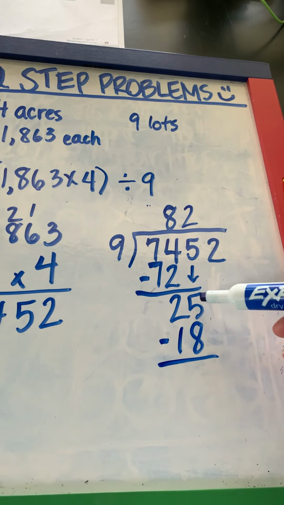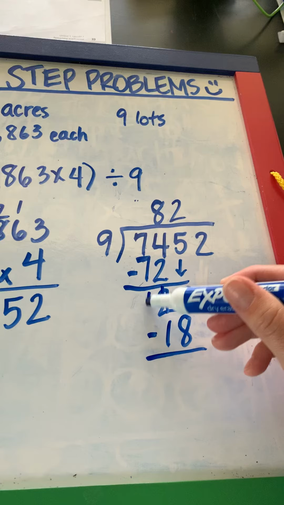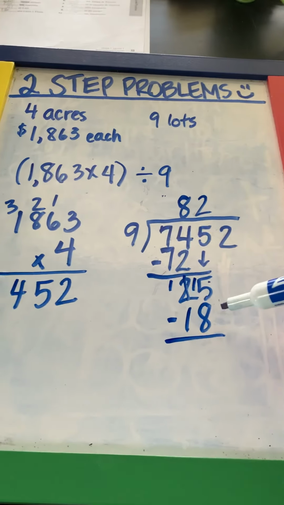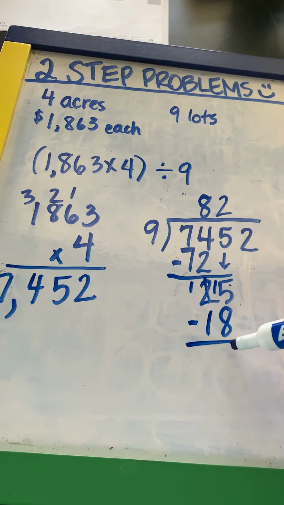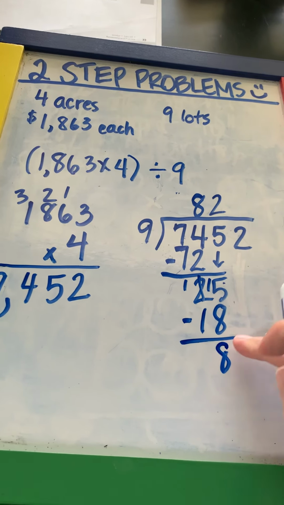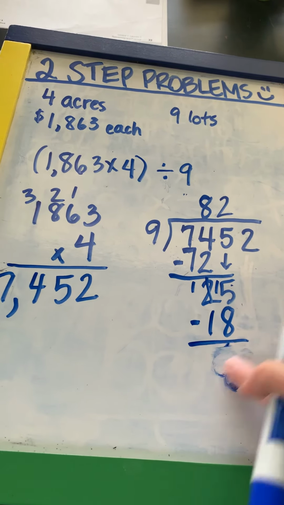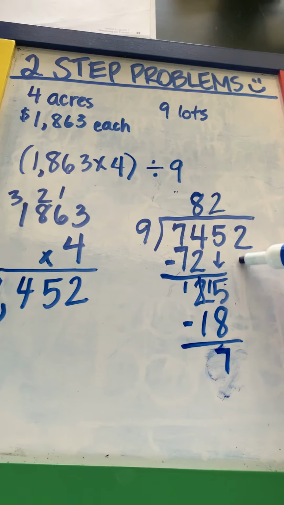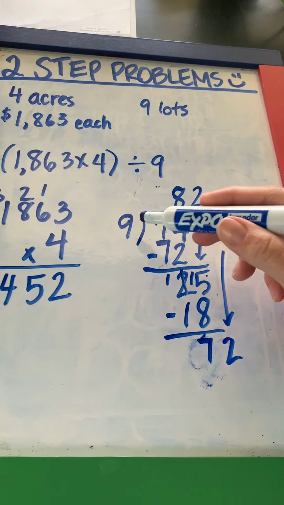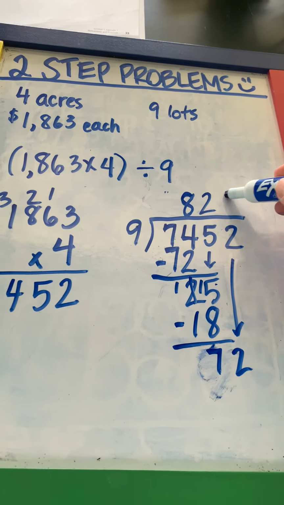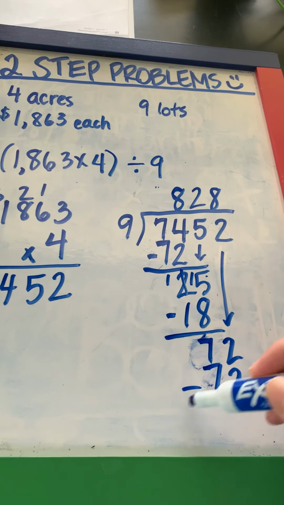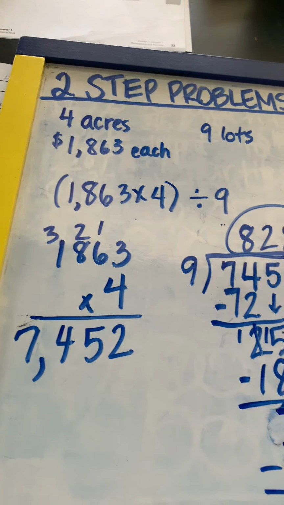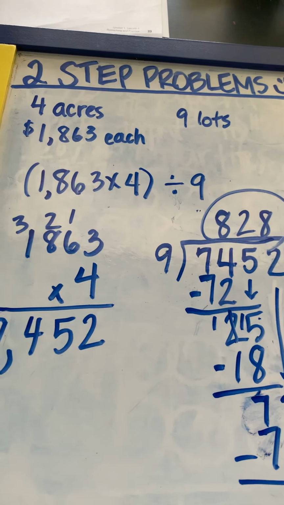Okay, so then we subtract 5 minus 8, you can't do it. Make this a 15. Then you think, now we bring down the 2. 9 times 8 is 72. We're done. So the answer would be $828 each.